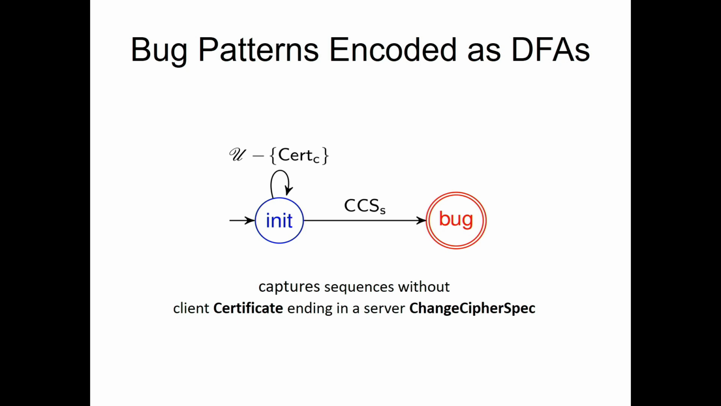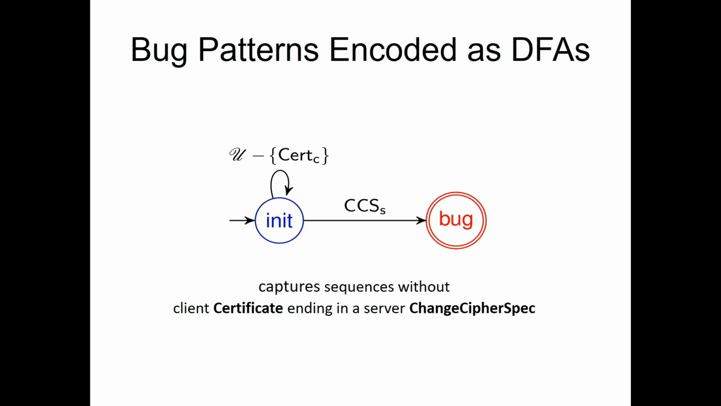So one of the most important ideas here is to encode the patterns that show bugs as DFAs. And here I show you a very simple bug. It says that if you start from the initial state and you don't send a certificate from the client, and you can complete the handshake, meaning you go to the change cipher spec message, then you have a bug.